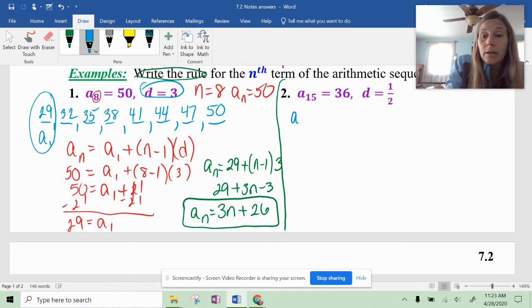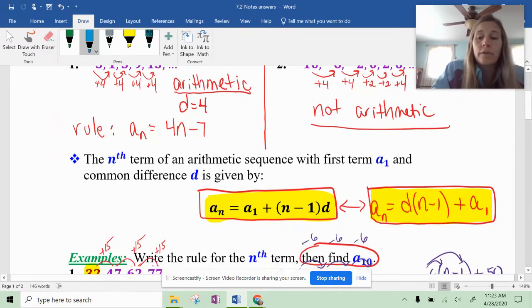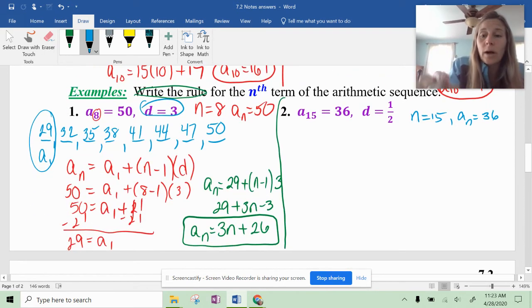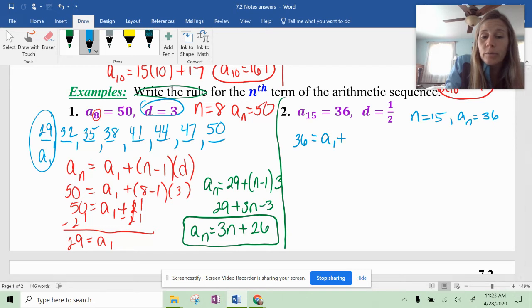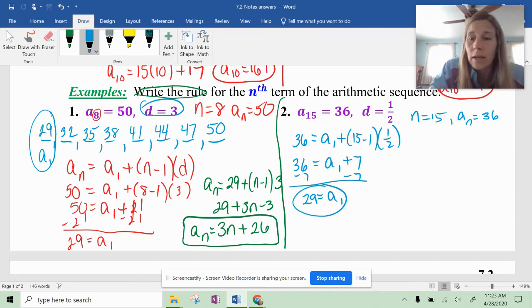And I know that the n is going to be the 15, and the a sub n that they're giving me is 36. So I'm going to just plug that into the formula real quick just to find my a sub 1. So I'll have 36 equals a sub 1 plus 15 minus 1 times 1/2. Well, 15 minus 1 is 14, and half of that is 7. And then if I subtract that, I get a sub 1 is 29. It's just random that it ended up to be 29 again. That's not usually the a sub 1.